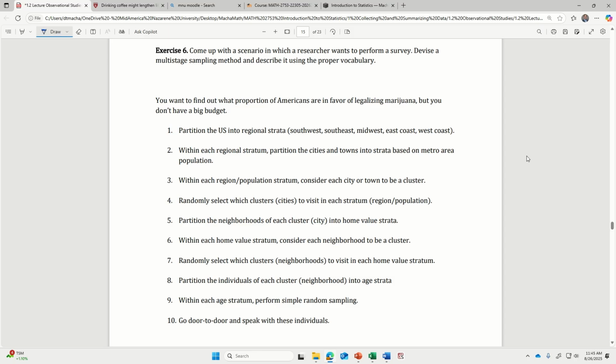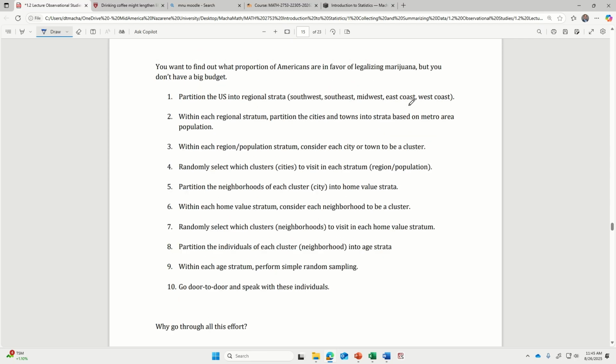The idea with sampling methods is always about minimizing the number of people you have to talk to, minimizing the number of cities you have to travel to, minimizing the amount of work and money you have to spend in order to get a good representative sample.